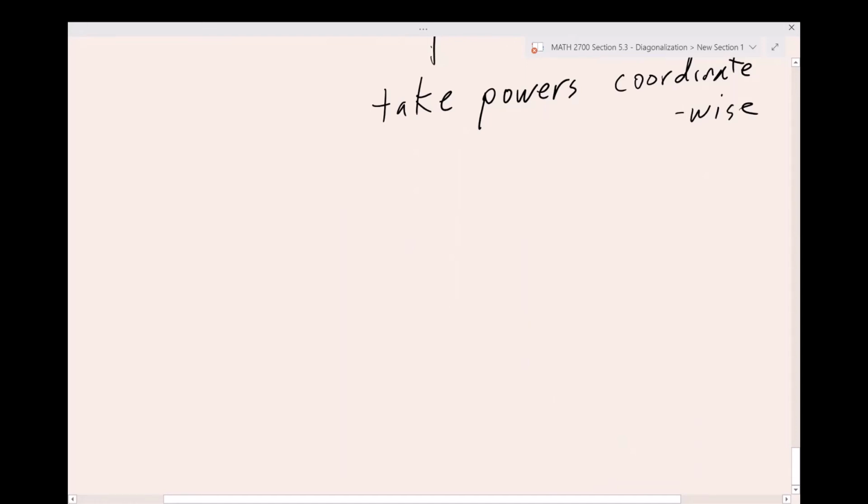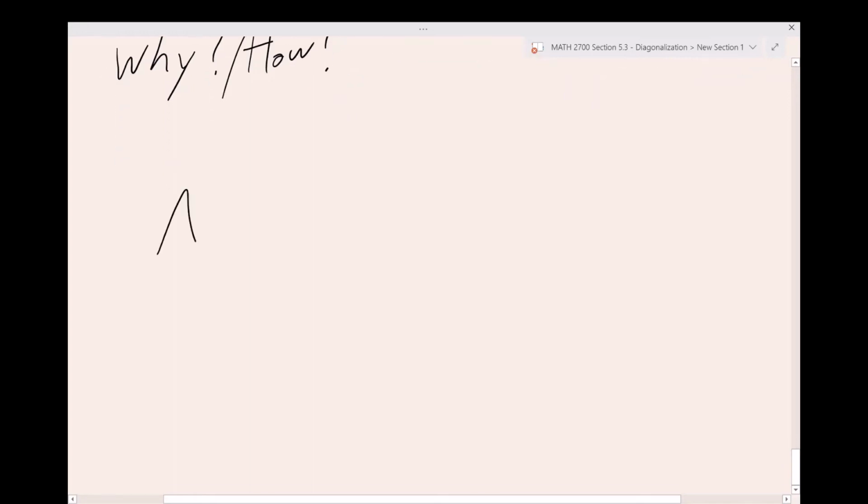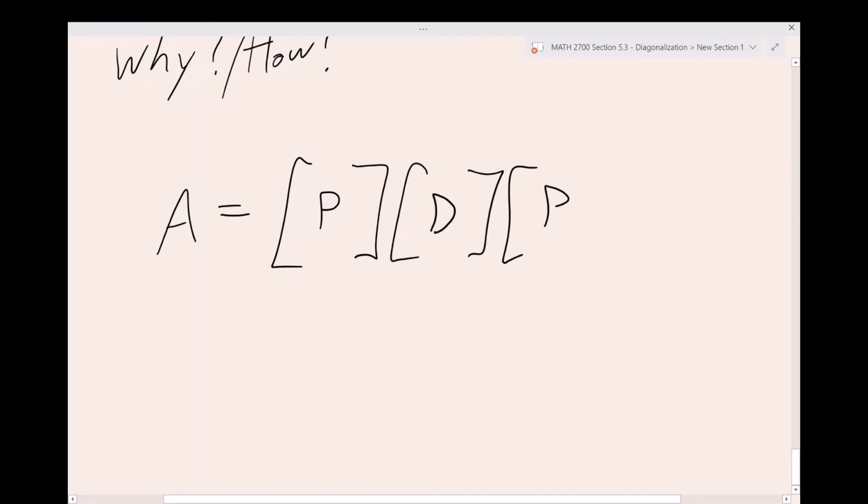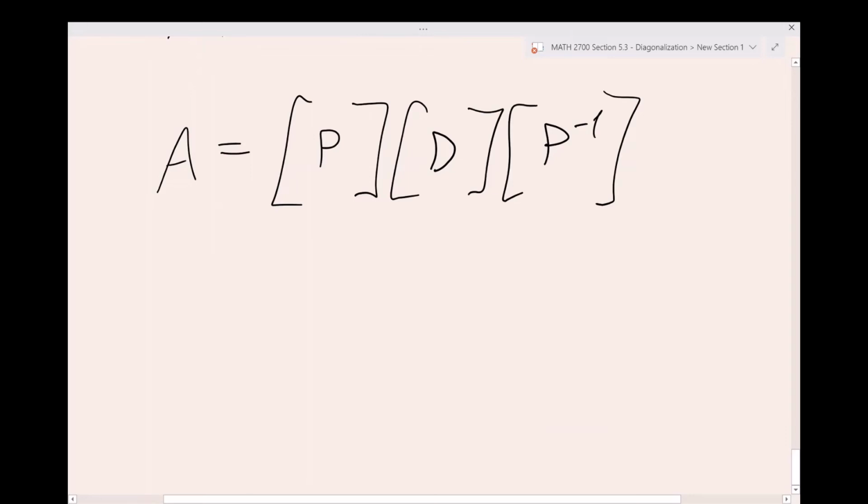And now I want to talk about why this works a bit. So why, or maybe how. So let's look at that idea again. So I have this matrix and it factors like this, where I've got this diagonal matrix in the middle, I've got that invertible guy, one on each side, inverse. Now let's think a bit about what this means.